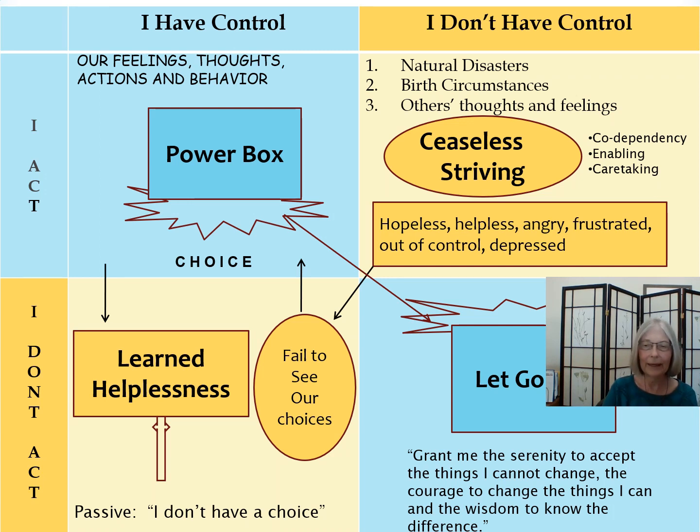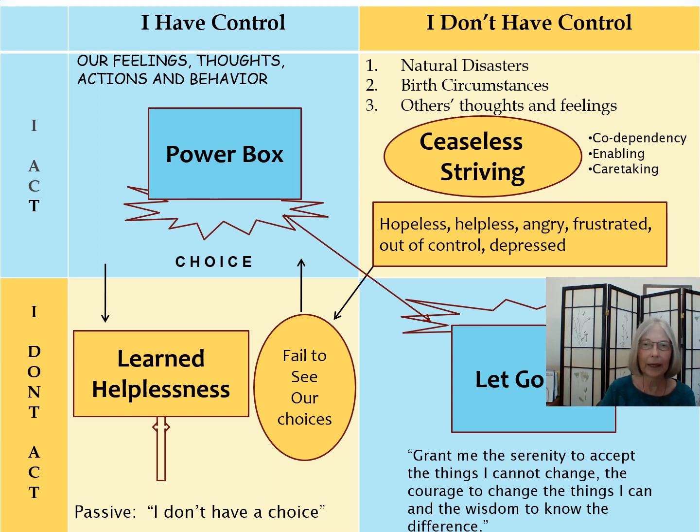So in the lower left, it's learned helplessness. We're being passive. We think we don't have a choice, or we fail to see what our choices might be. And if we really think about it, we can probably figure out some things that we could take action on, because when we're there, we do have control. We're just not doing anything about it.